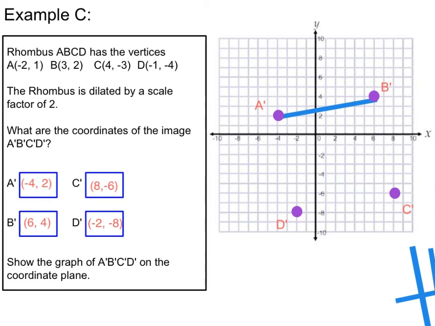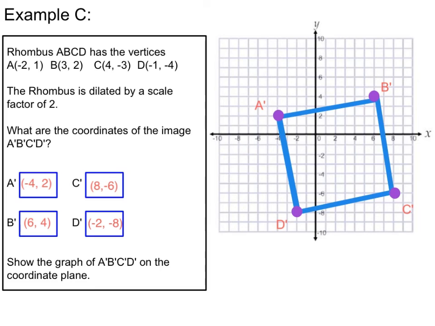So let's go ahead and take out our straight edge or ruler and connect all of our points together. And you can see that we made our rhombus very nicely. Go ahead and make sure that your answers match mine before moving on to the next one.